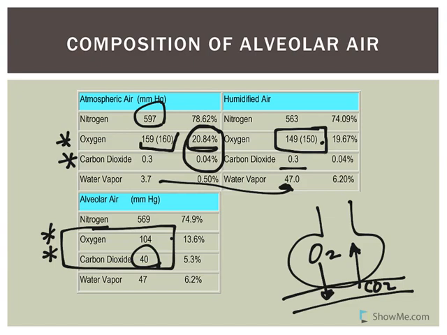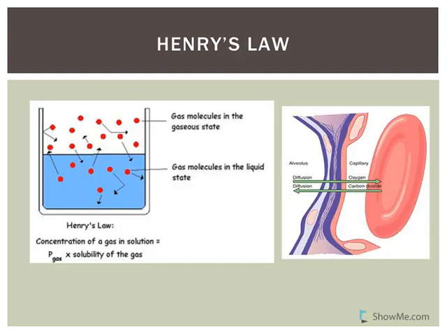Now, what I do want to talk about is some things that can influence the rate of gas exchange, so we've got to look at some different factors. Another law that we have to look at is Henry's law. This law shows us a relationship between partial pressure of a gas, the solubility of the gas, and how much of a gas we can actually get into solution.